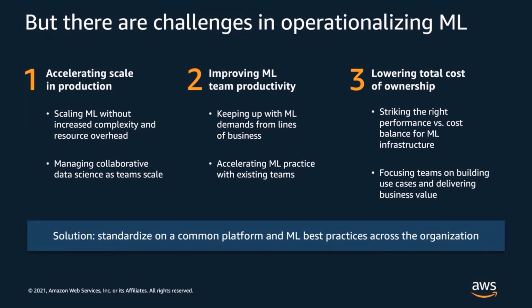Additionally, when you think about improving a machine learning team's productivity, they need to keep up with the demands of new use cases from lines of business. Once they get one use case up and running and a line of business sees the potential and starts seeing the return on investment, there's more asks. And all of a sudden, those more asks require the machine learning team to accelerate their practice without necessarily growing their team size.